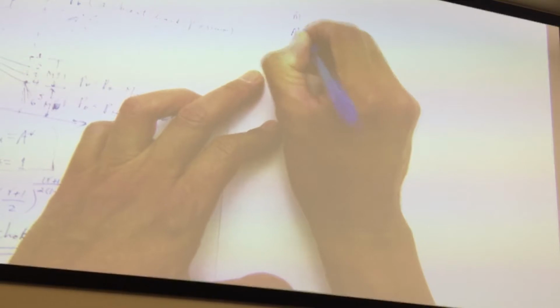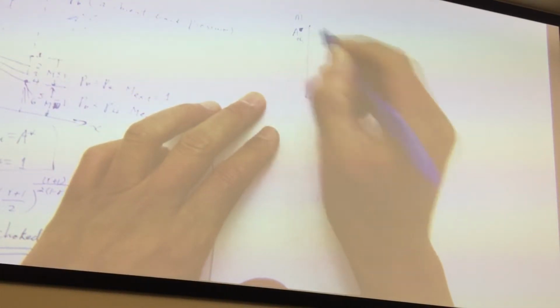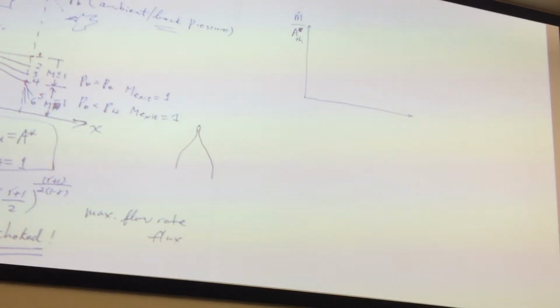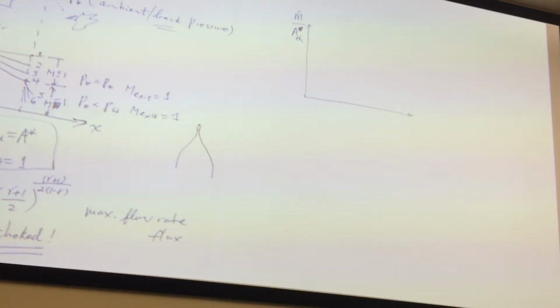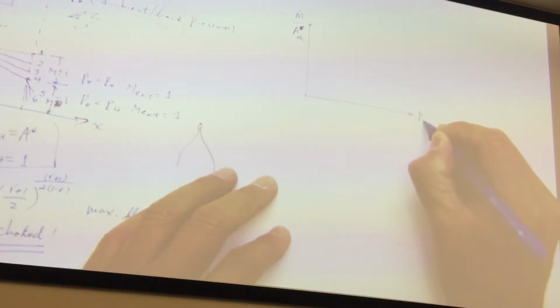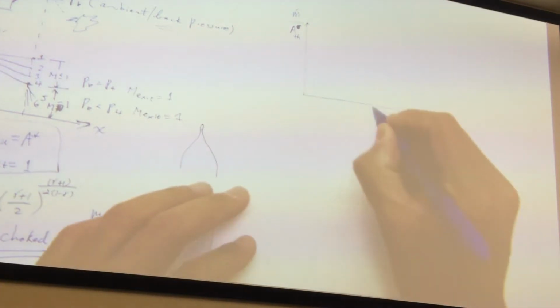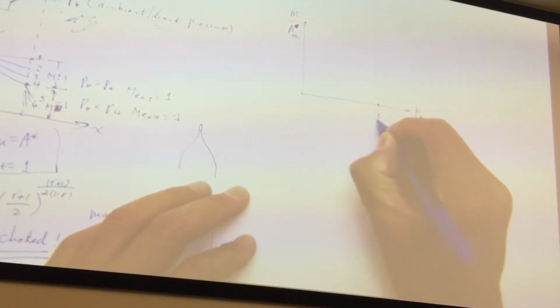Over A star, if you will. Let's talk about A throw, because A throw is now over A star, right? So here is PP over PR. It can at most be 1, right?